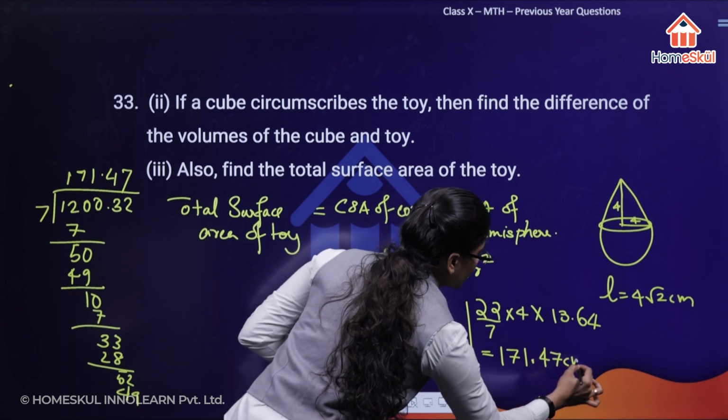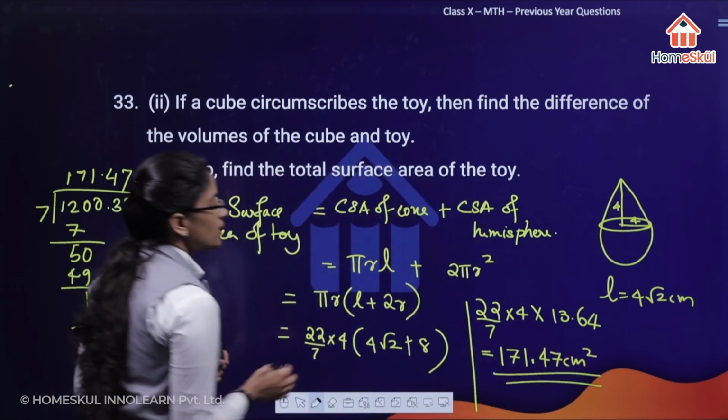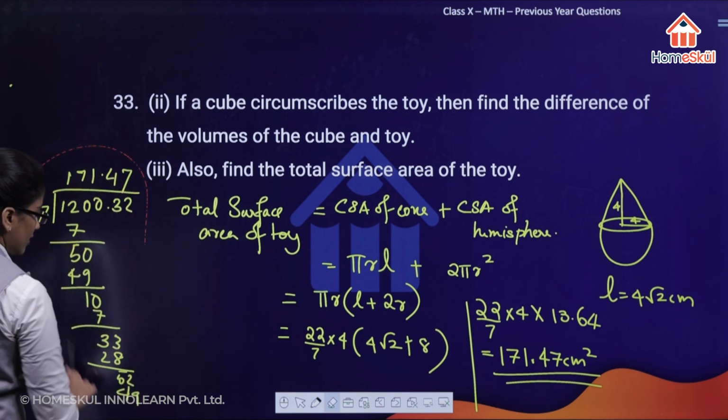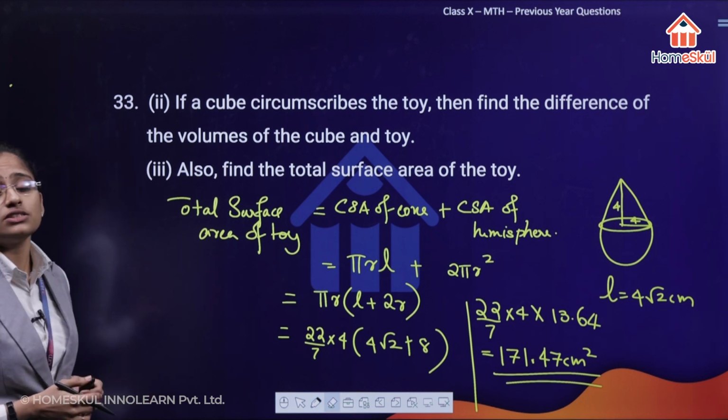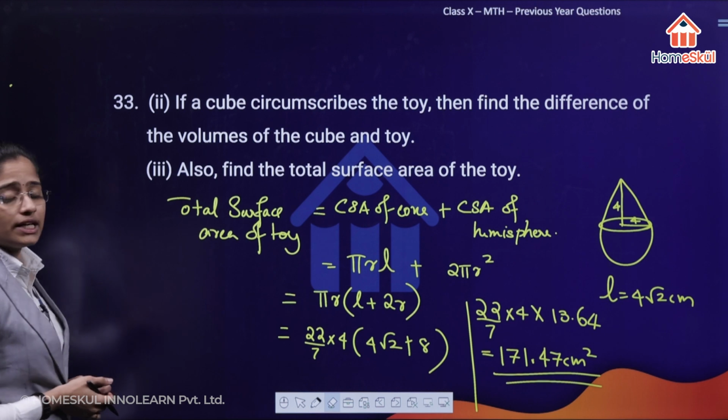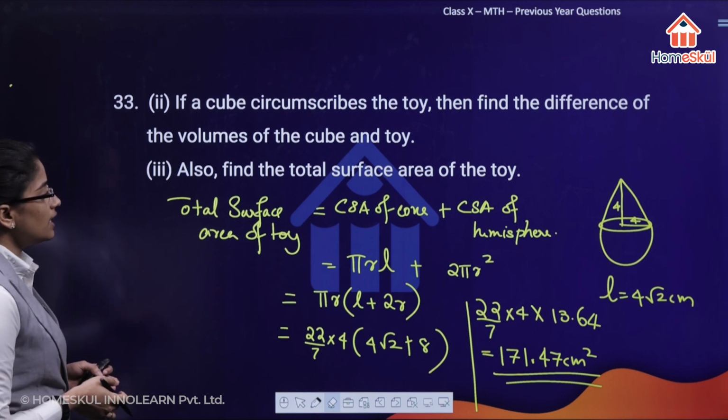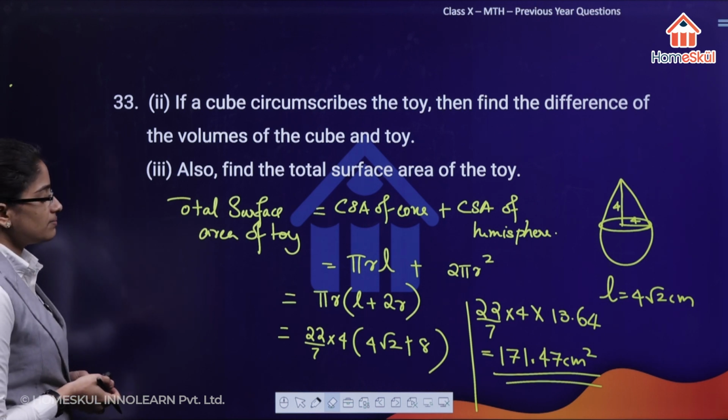171.47. What is the unit? Total surface area, right? So it will be 171.47 centimeter square is the total surface area of the toy. Okay, clear? I hope this question is clear. So moving on to the next question.